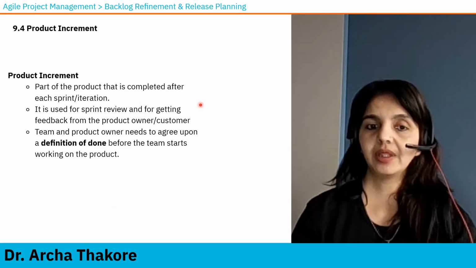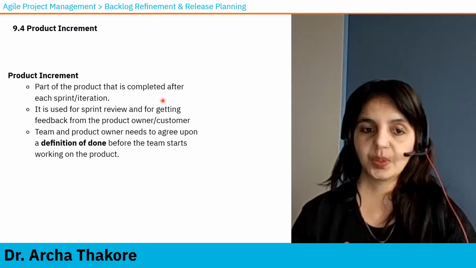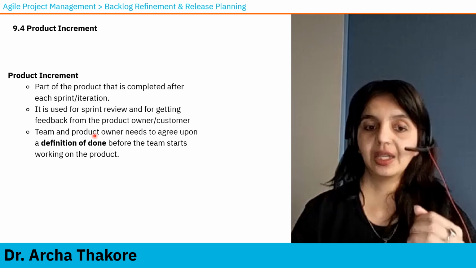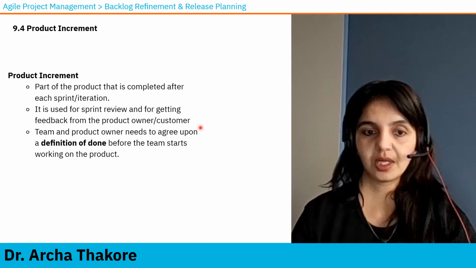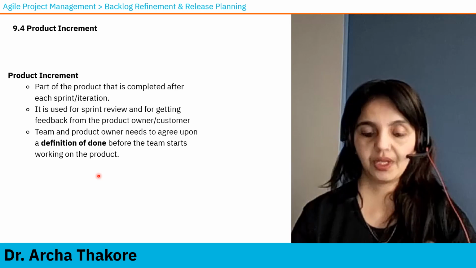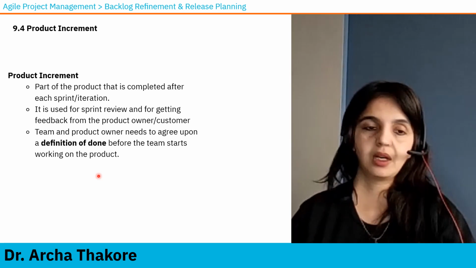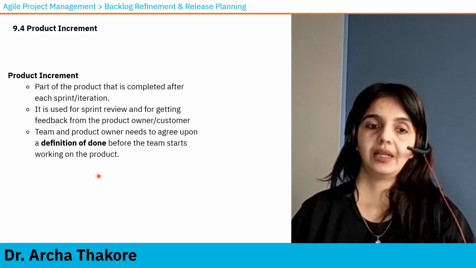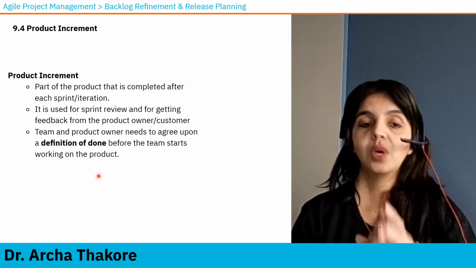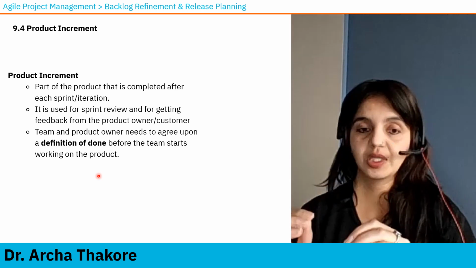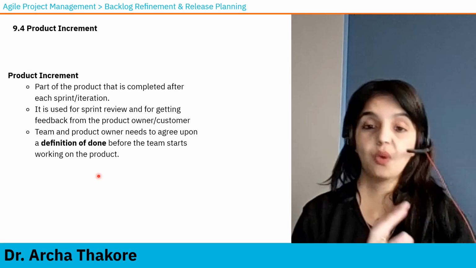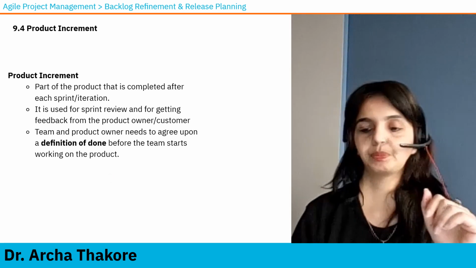It is the part of the product that is completed after each sprint. It is used for sprint review and for getting feedback from the product owner or customer. Team and product owner need to agree upon a definition of done. This we discussed already in lesson number 8, that definition of done is basically a criteria to understand when the work is considered completed. So that is required for a product increment to qualify as done.